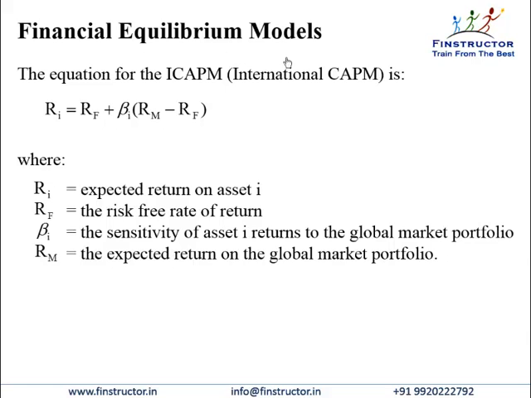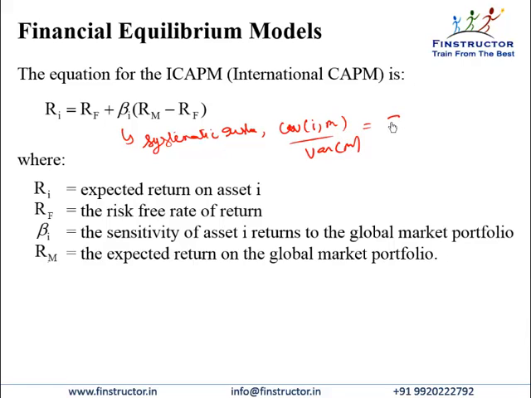The next category of prediction models deals with financial equilibrium models. So we studied CAPM at level 1 and 2. The international CAPM at level 3 is essentially the same equation, which says the expected return on the stock is nothing but the risk-free rate plus beta times the equity risk premium, that is the expected return on the market minus the risk-free rate. So expected return on the asset, RF, beta, RM. So beta is the systematic risk of the stock, that is the covariance of the stock with the market upon the variance of the market.